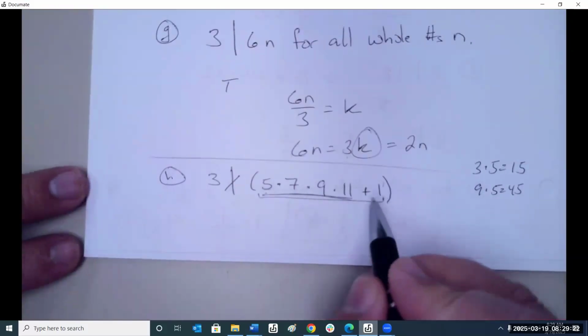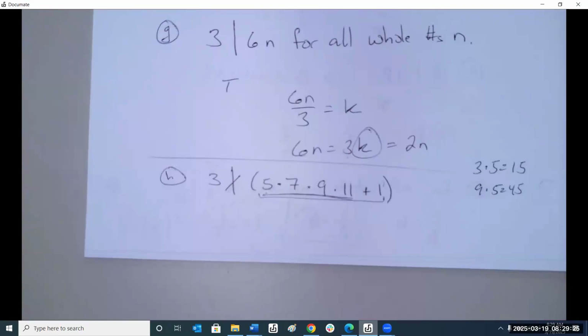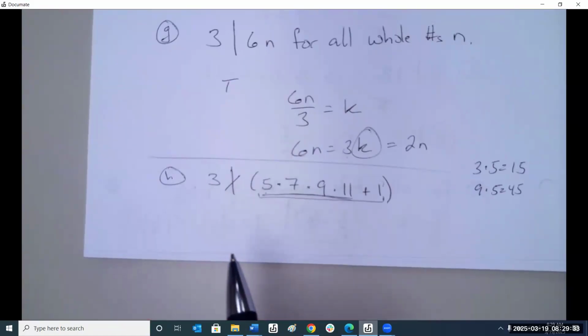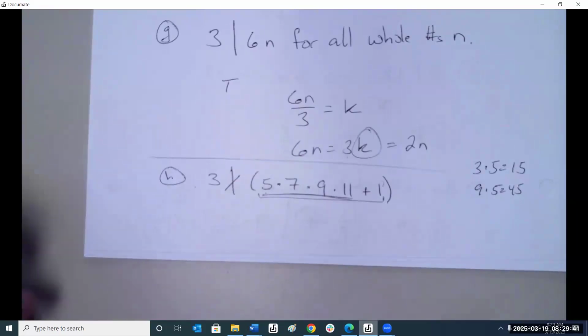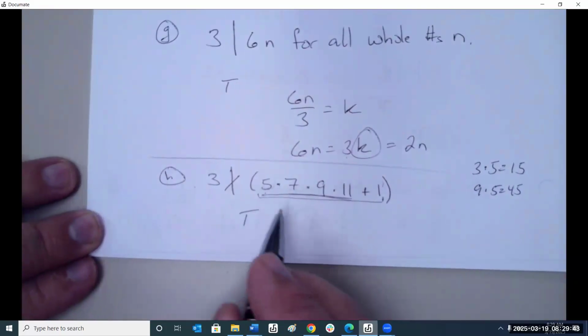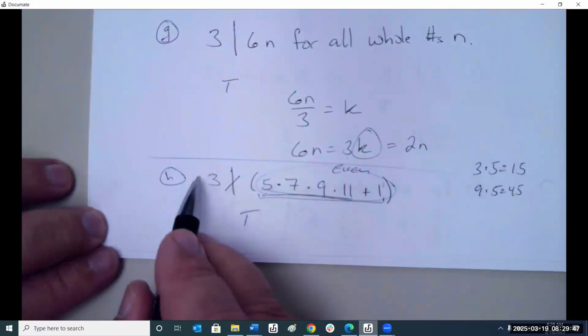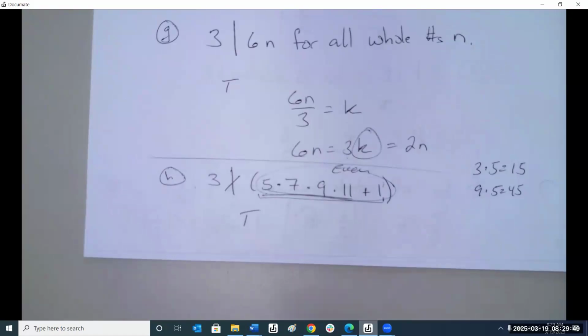When you multiply them, you know it's going to be odd. When you add 1 to it, what does it become? Even. Is an even number divisible by 3? No. So this is true because this number here is going to be even, and 3 does not go into an even number.